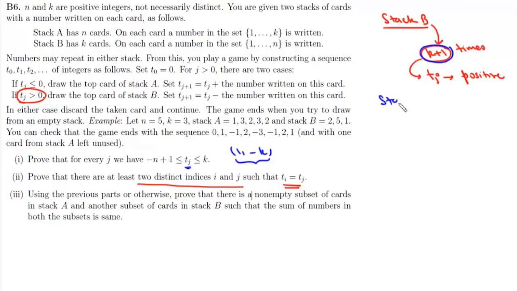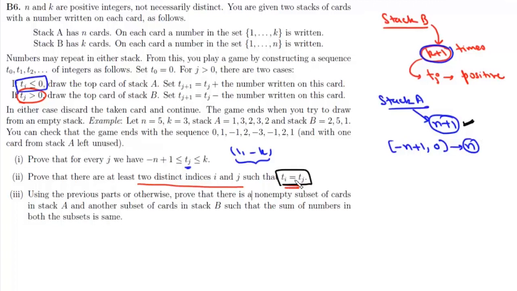In the same way, if stack A is empty, then we need to choose n plus 1 times from stack A. Now we choose from stack A if tj is less than or equal to 0. And again, from the first part, the total number of non-positive numbers is n. So here again, since we have n plus 1 non-positive numbers from n non-positive values, at least one number is repeated. So again, in this case also, we'll have two different indices i and j such that ti equals tj.